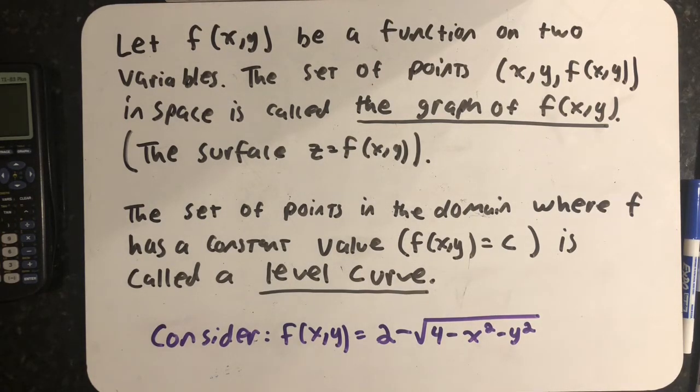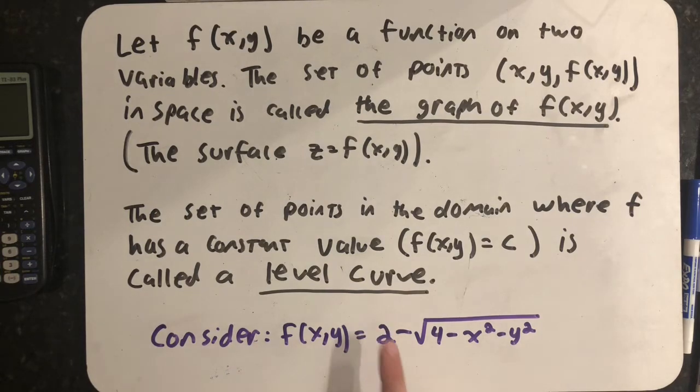Okay, so if you just looked at this and thought about it, maybe you figured out what it was. Let me give you a hint. Cover up the 2 and let it be z equals. We've looked at a surface like this before, and then imagine adding 2 to it. If I cover up that 2, that is the bottom half of a sphere.